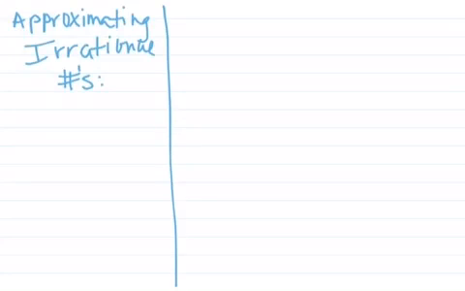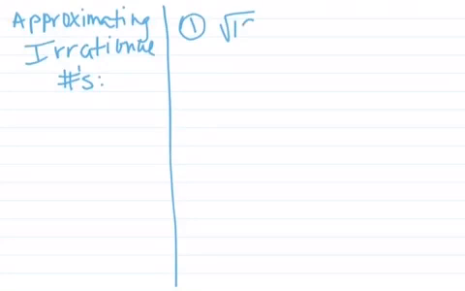Now, when working with the square root of irrational numbers, for instance, like the square root of 12, we can approximate and come up with something that will be pretty close. So let me show you what I mean.